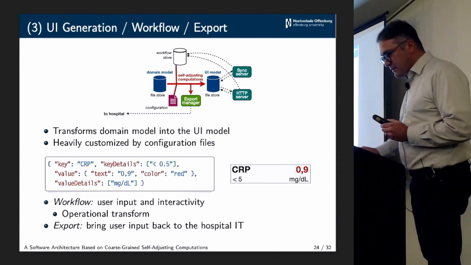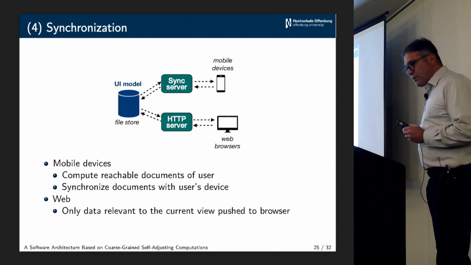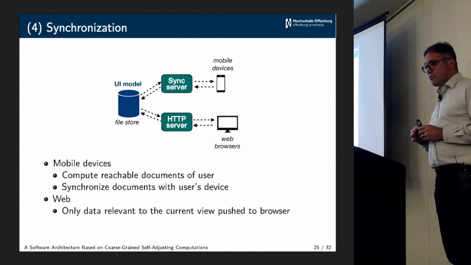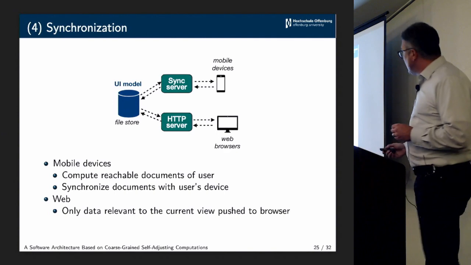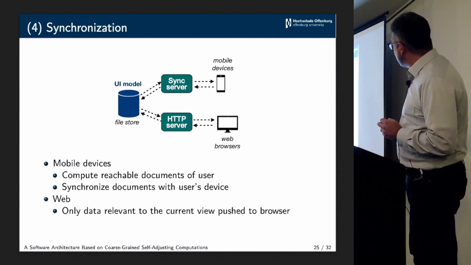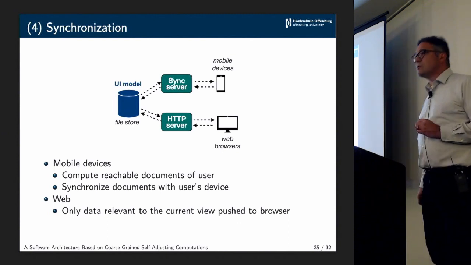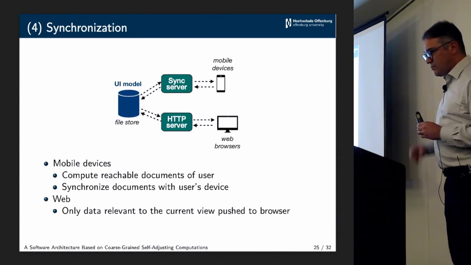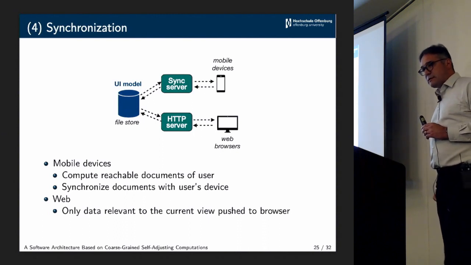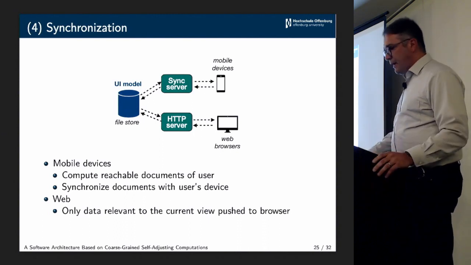Okay, and finally, well, that's now pretty simple. There is a synchronization component which reads from the file store here. It's an event store, so the synchronization server gets events, and then it has to compute which document needs to be sent to which client, and it does so. Okay.